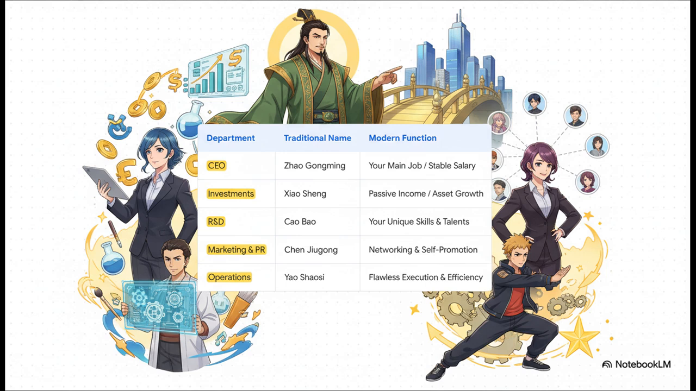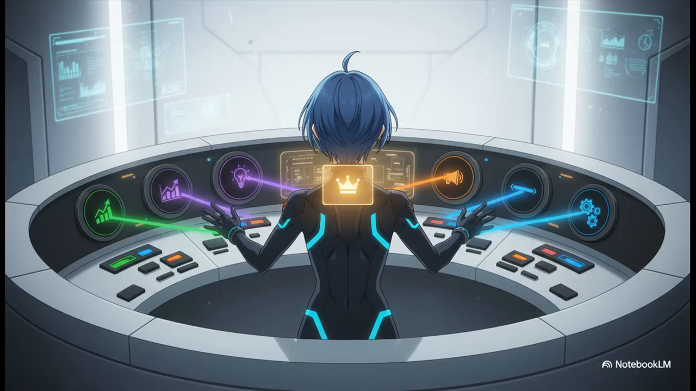So let's meet the board. First up, your CEO, Zhao Gongming. That's your stable main job. Then you have the investments department, Shaw Singh, handling passive income. Your R&D division, Cao Bao, is all about your unique skills. Marketing and PR, that's Chen Zhugong for networking. And finally, operations, Yao Shaoxi, for making sure everything gets done flawlessly. And here is the crucial point.